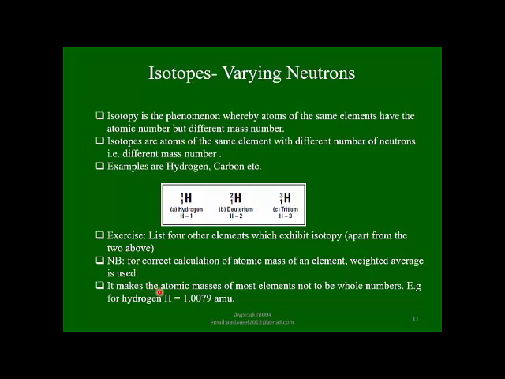It makes the atomic masses of most elements not to be whole numbers, like we have hydrogen 1.0079 atomic mass unit. Don't forget atomic mass unit, we have explained it in lecture 3 before. This is 1, this is 2, this is 3, and we can see 1.0079, it's closer to 1. It means this one is relatively far more abundant than the other ones.